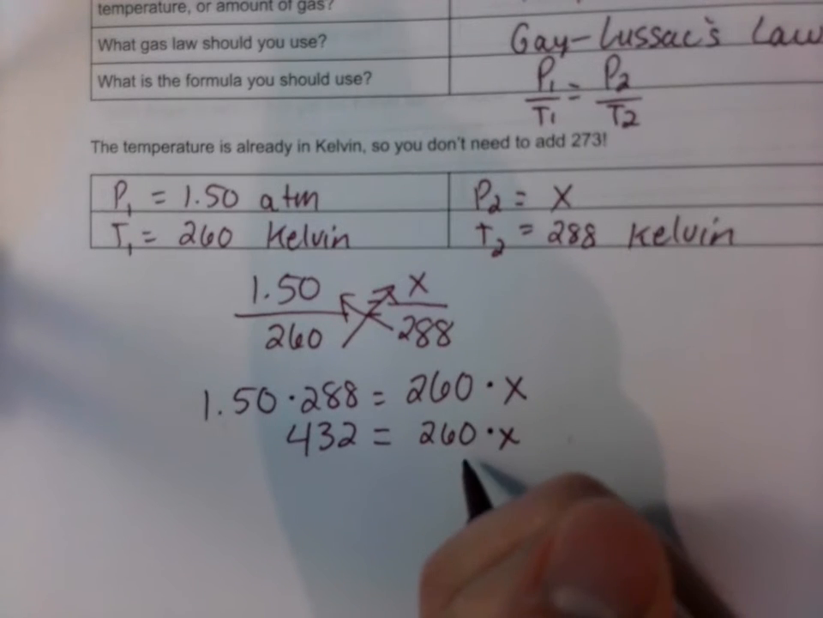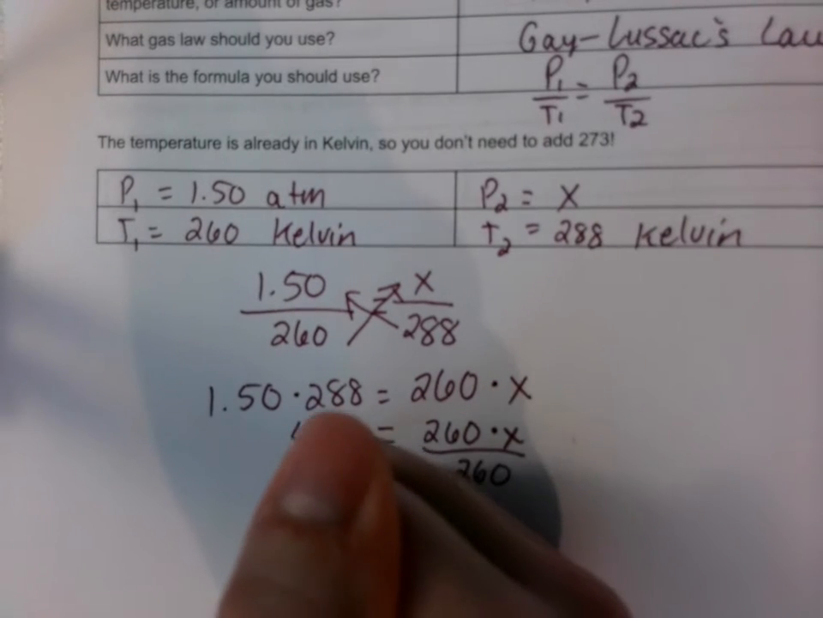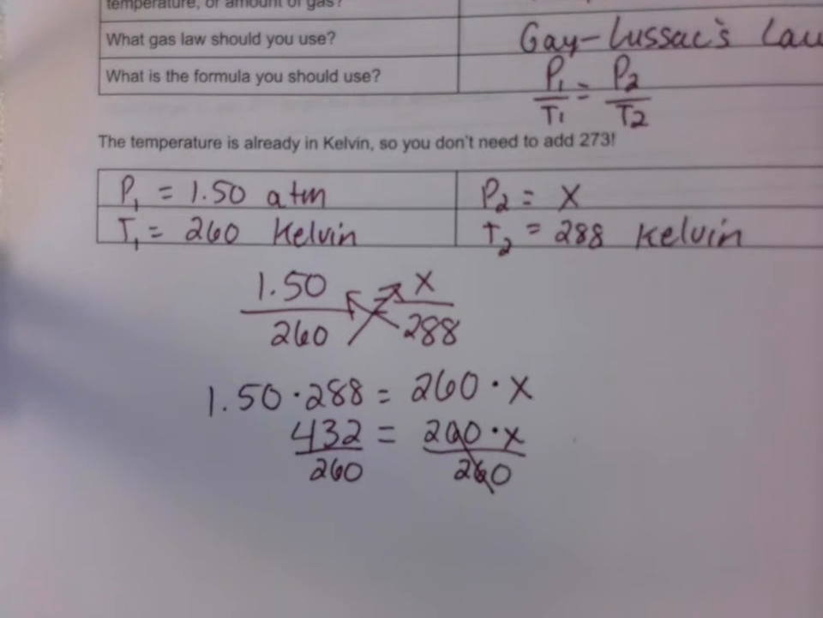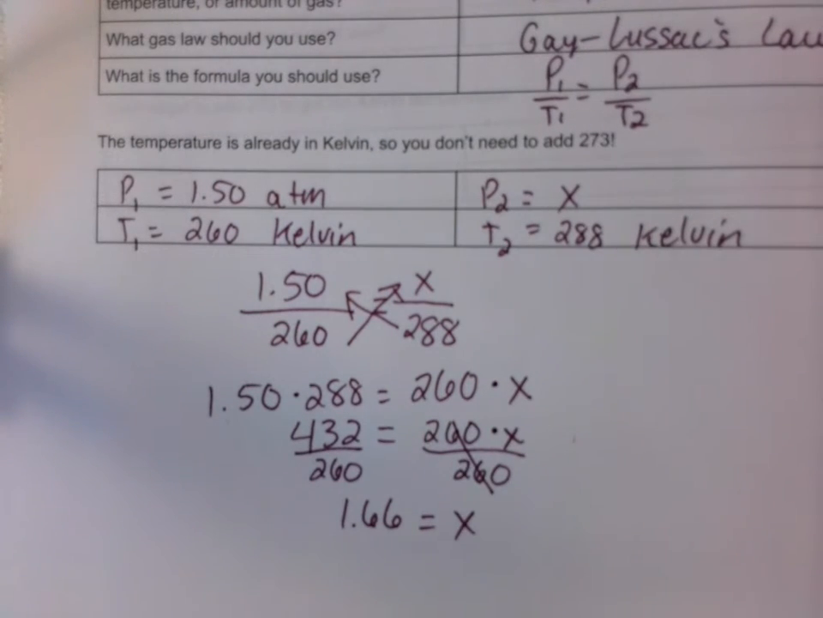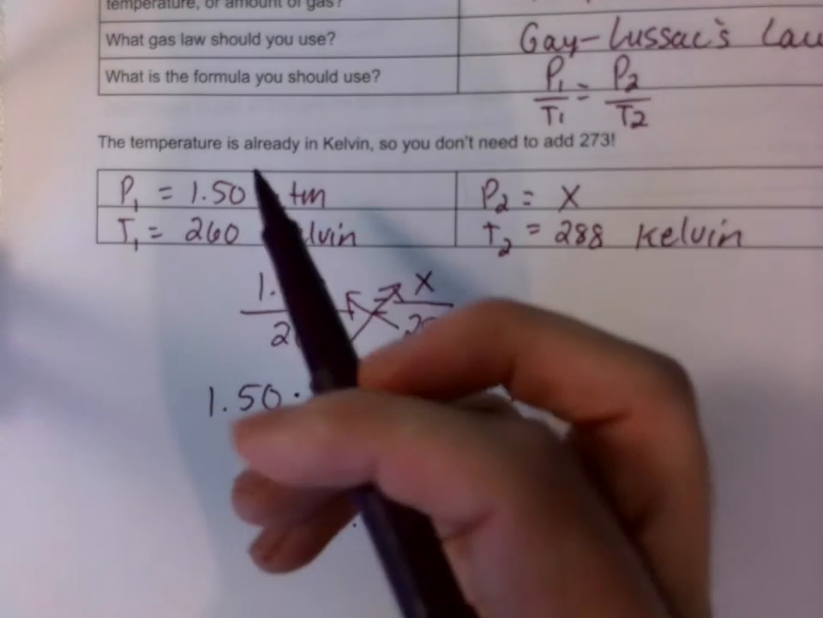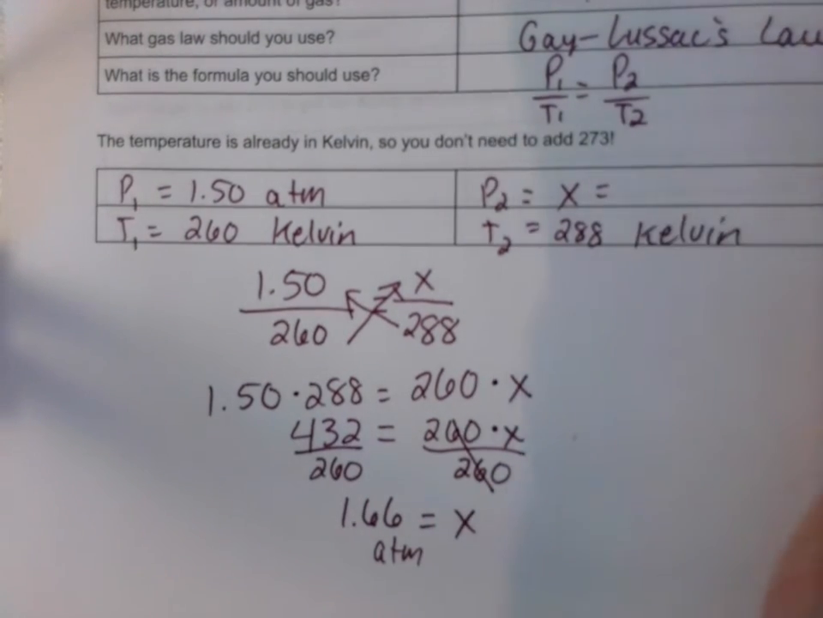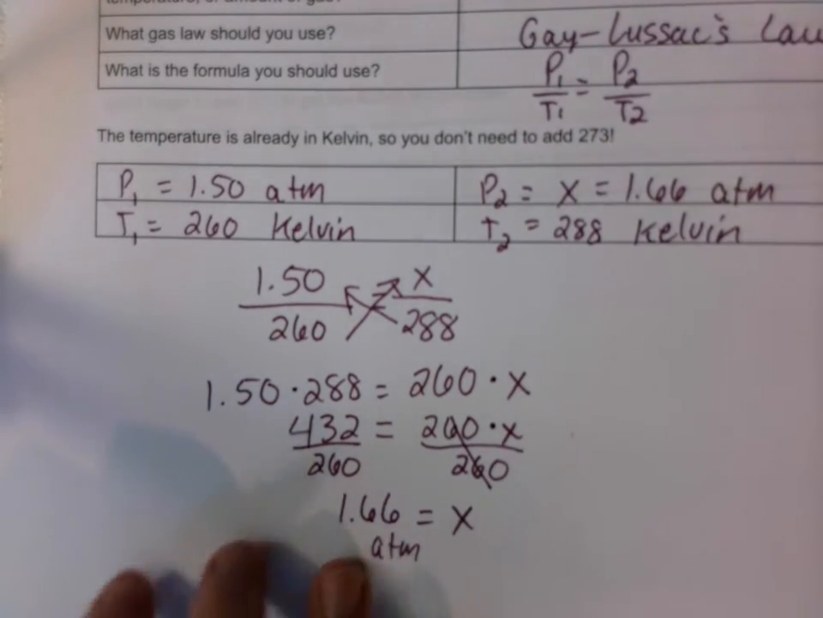Since this is multiplication, to get X by itself, we're going to divide by 260 on both sides. So that's gone. Now on my calculator, I'm going to do 432 divided by 260. That gives me 1.66 equal to X. Now we have to ask ourselves, what unit should it be in? It was P2, the pressure. This one was in ATM, so this has to be in ATM as well, or atmospheres. I'm just going to fill that in up here. We're so close to being done, there's only one left.